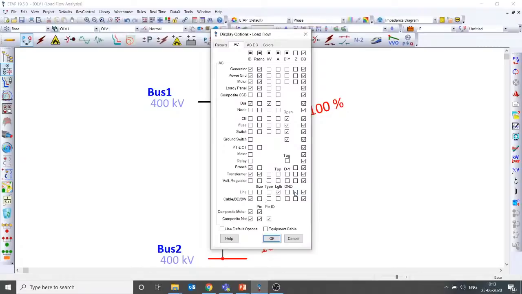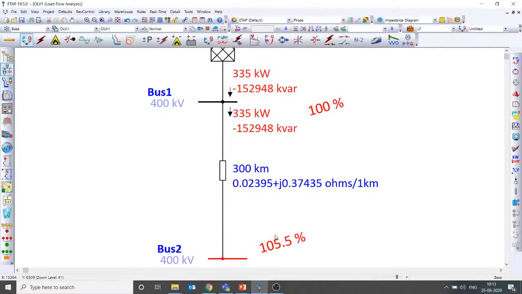And if you want the impedance, I can display the impedance also. There is no load connected, but still you can find there is about a 335 kilowatt loss. There is about 335 kilowatt loss in your transmission line, and it's just a 300-kilometer line with no load connected. Correct? No. This 335 kilowatt is going to the line. What does that mean? That's the loss in the transmission line.